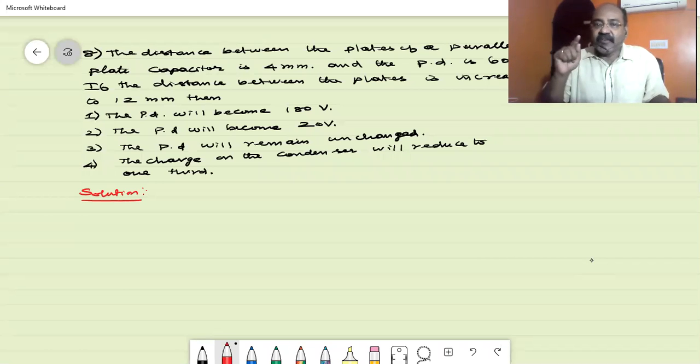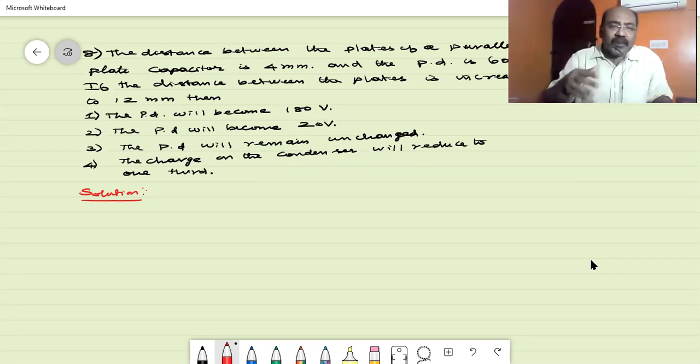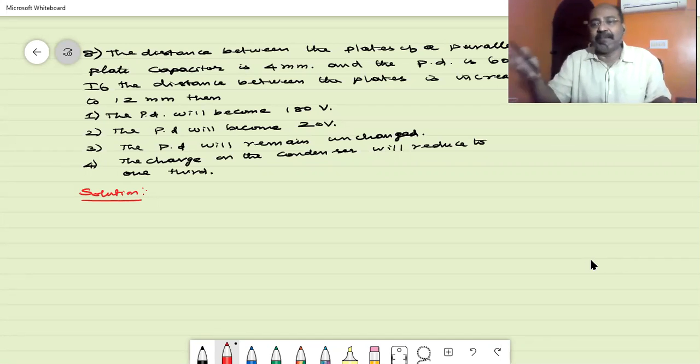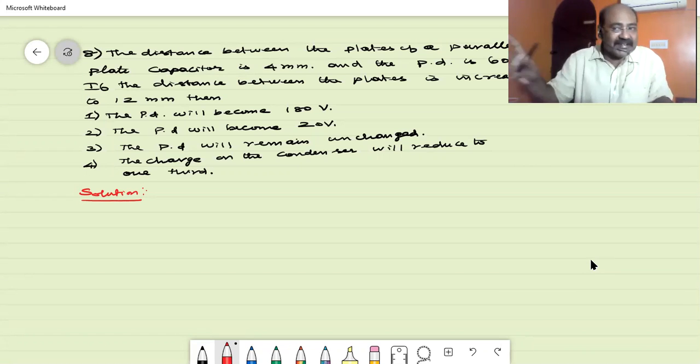The distance between the plates of a parallel plate capacitor is 4 millimeter and the potential difference is 60 volt. Now, the distance between the plates is increased to 12 millimeter. Then, when we are going through the options, they have given regarding the potential difference. So when the distance increased, what will happen to the potential difference between the two plates? That may be the question.